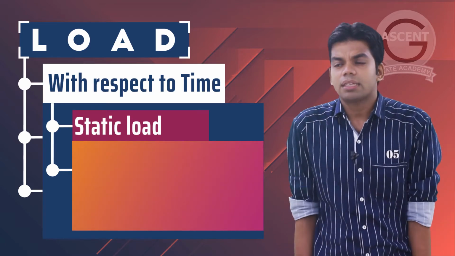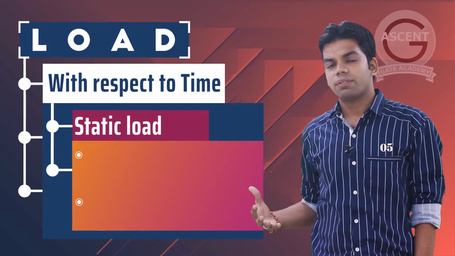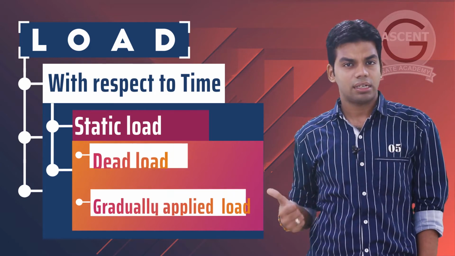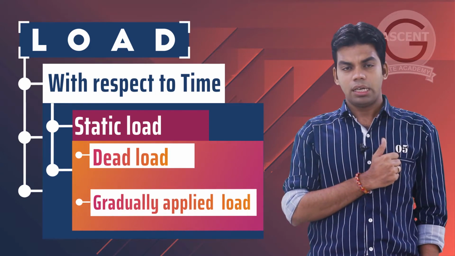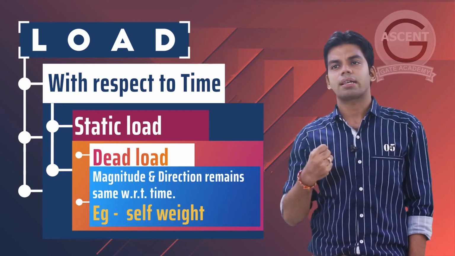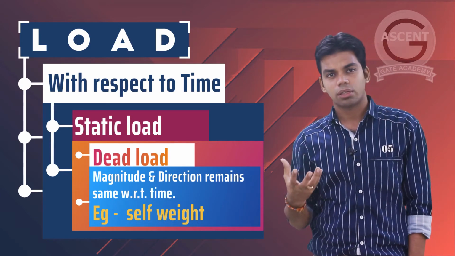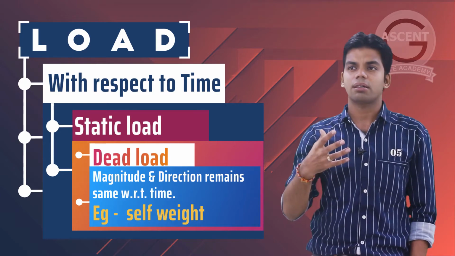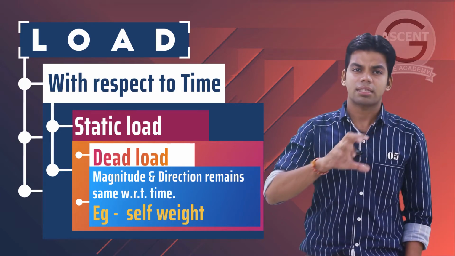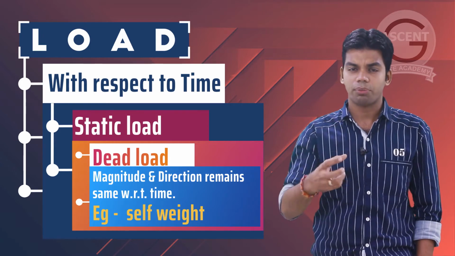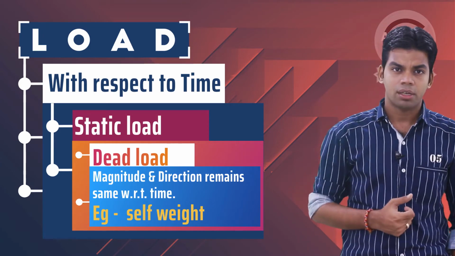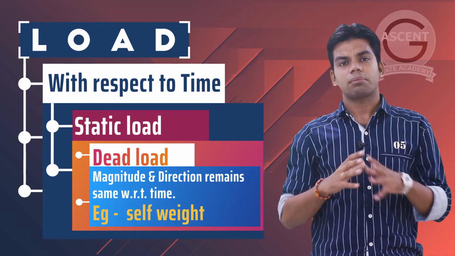Now further, this static load can be classified into two parts. First is the dead load and second is the gradually applied load. Now what is dead load? Dead load, for example, you can say the self weight of the particular component. That means the magnitude and direction are the same from the time the load exists on the body, or from the time the body is existing. That particular load is nothing but the dead load.